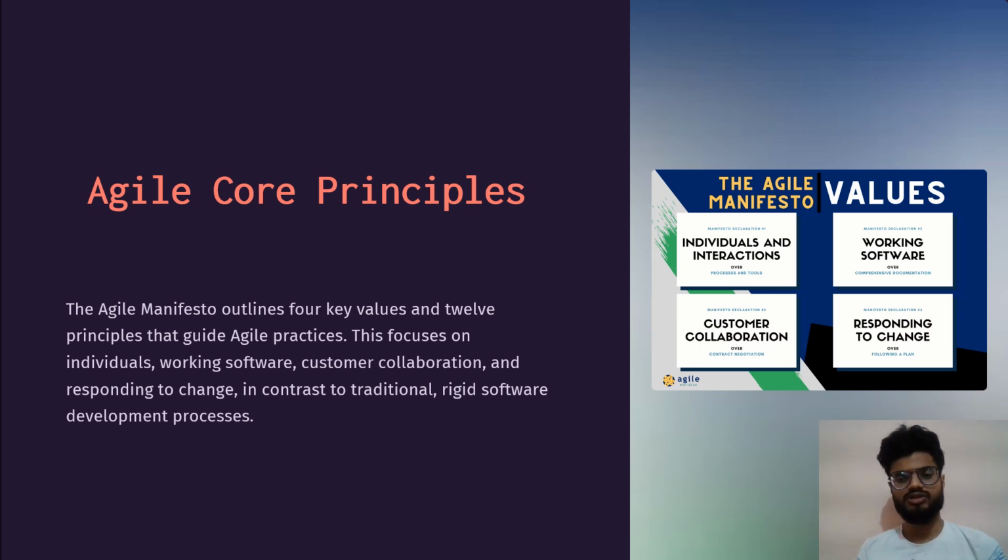So guys, agile core principles. As we all know, in every software development process there are some core values and principles. Agile has mainly four key values and 12 principles that guide the agile practices. These 12 principles and values help agile to be the best among all the traditional software development models. They focus on individuals, working software, customer collaboration, and responding to change, in contrast to traditional rigid software development processes.